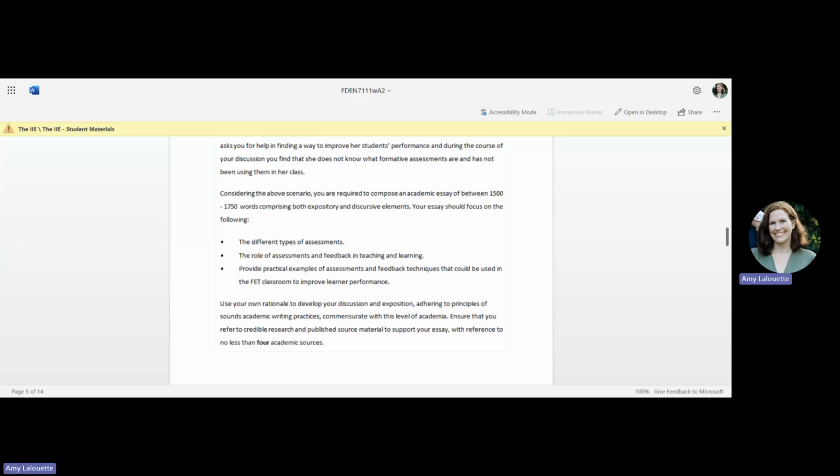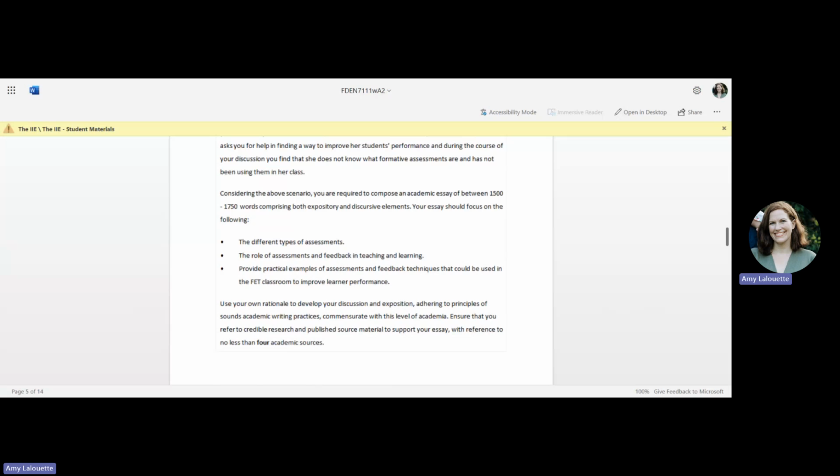And then provide practical examples of assessments and feedback techniques that can be used in the FET classroom to improve learner performance. So you have to think about what you can do in your classroom to assess learners, to assess how they are learning, and what feedback you can provide them to help improve their learning. With this, the practical examples need to be specific.